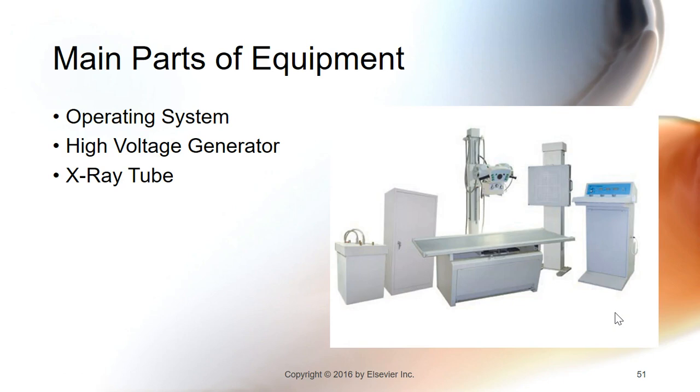Here is the main part of equipment. You have the operating system, which is this stuff right here, and then you have a high voltage generator, which is these two components, and then you have the tube itself. The operating system includes the tube, the stand that the tube is on, the table, and the upright bucky, and the console is where you actually input the techniques that you use to take an X-ray. We will also talk about that much later in the course. In fact, Chapter 5 is going to get into the tube itself and what kVp and mAs are.